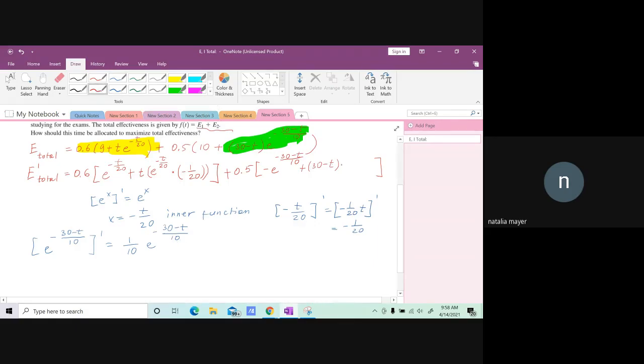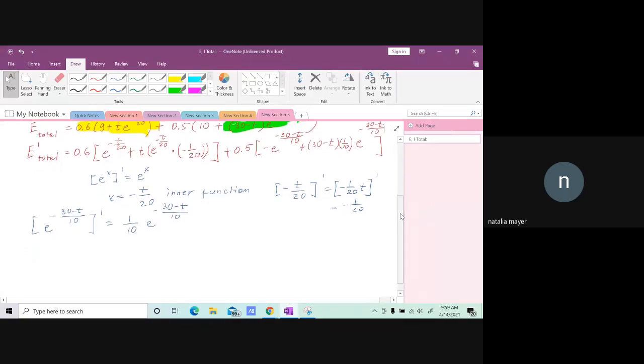So let's put this derivative here. 1 over 10 times e to the power of negative 30 minus t over 10. Okay, good. So this is the derivative of the function, right? What are we going to do next, according to the algorithm? Equate it to 0 to find the zero. Equate it to 0. Okay.